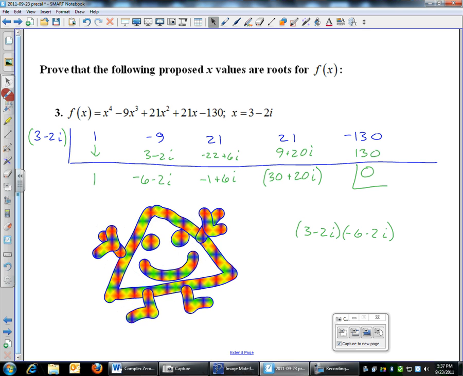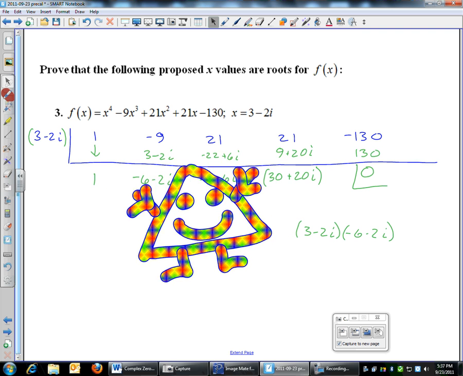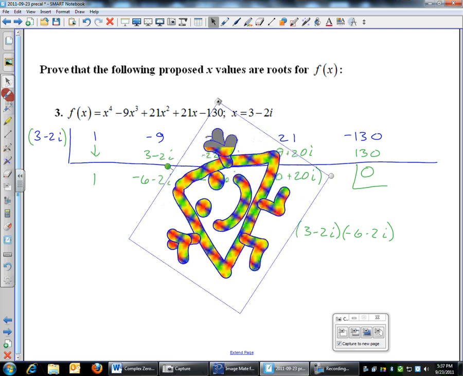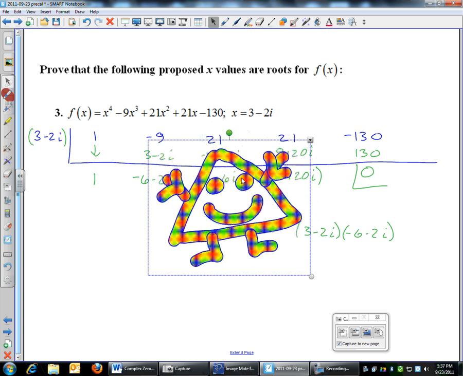So here's Triangle Man dancing around. Who flip? Whee! All right. Good.